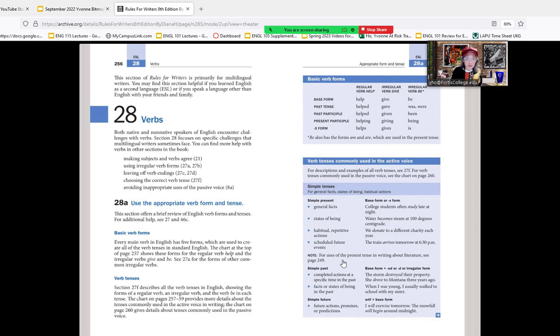And then the simple future is just future actions, promises, or predictions. Tomorrow I will exercise. The snowfall will begin around midnight.